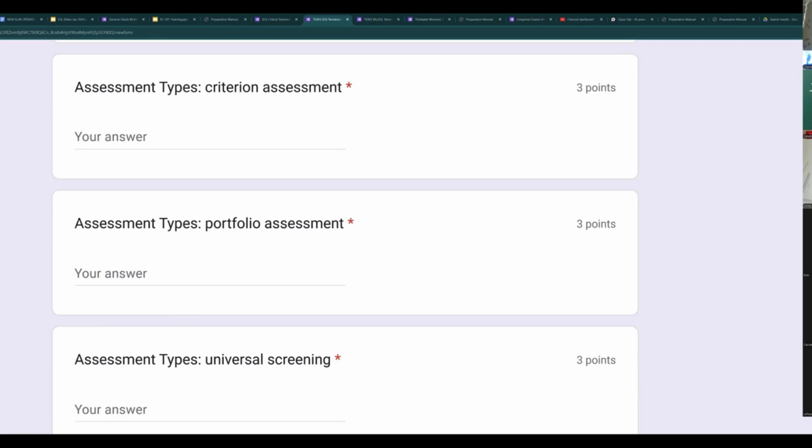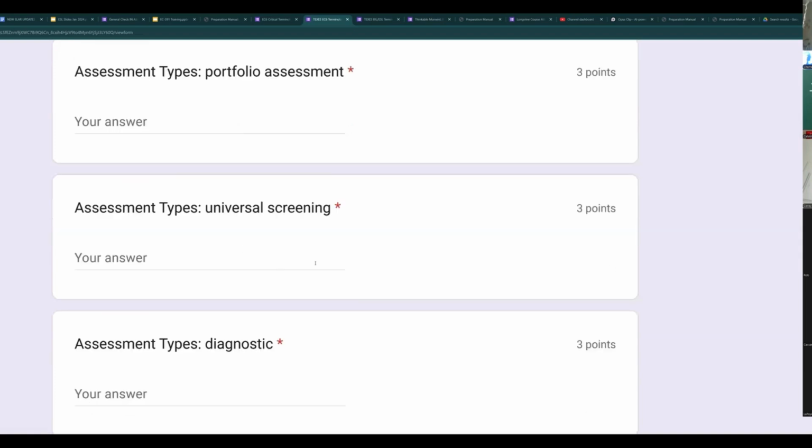And I'm going to move forward with the universal screening. The universal screening is essentially almost diagnostic. It's not diagnostic yet. A universal screening is when you're looking for something and you have to check everybody for it.